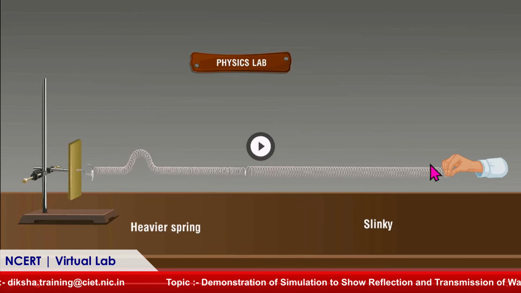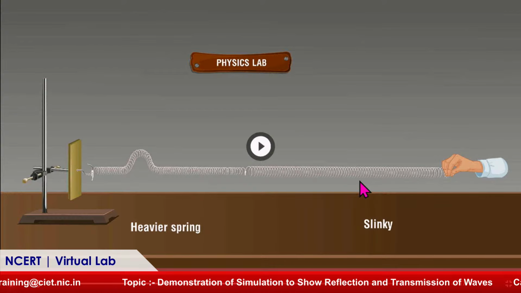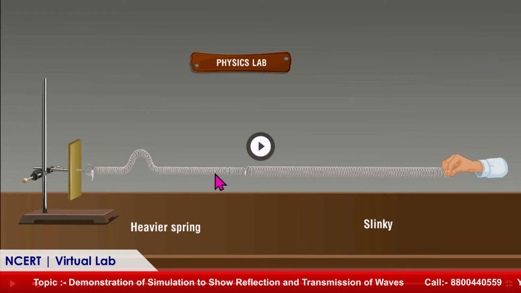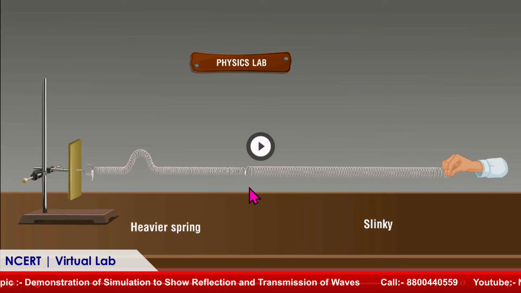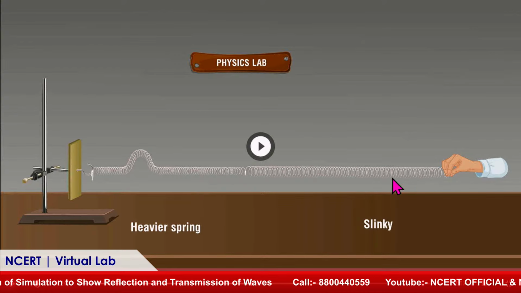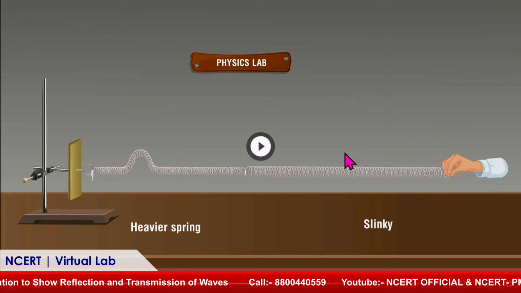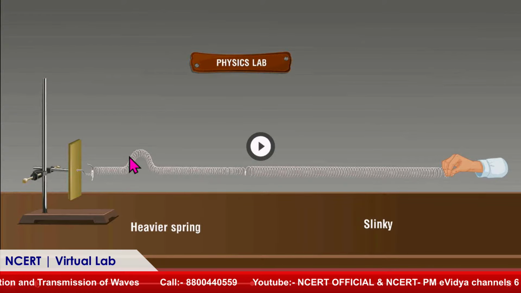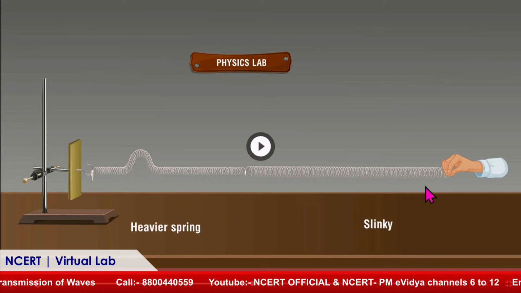So, here we can easily see what happens when the pulse travels from a denser to a rarer medium. Denser means we have taken a heavy spring, rarer means we have taken a lighter spring. As we give a pulse, a disturbance, to this slinky, partially the wave is transmitted to the other medium and partially it is reflected back.